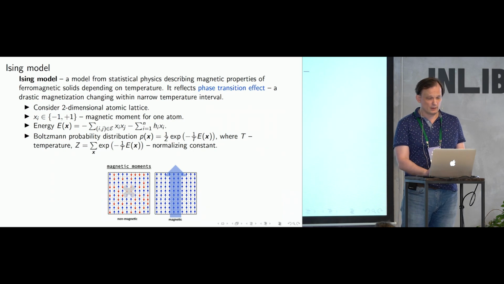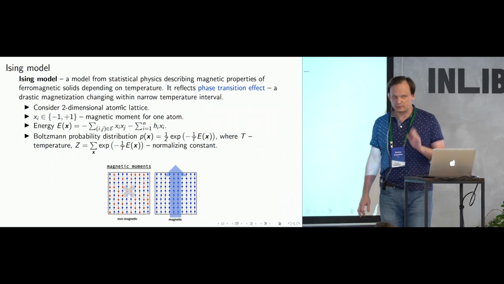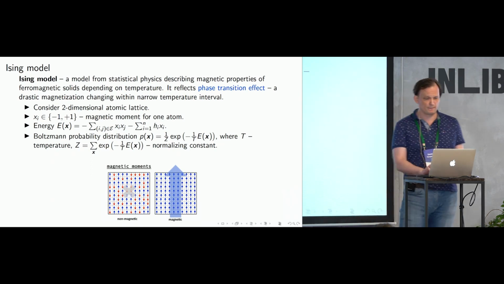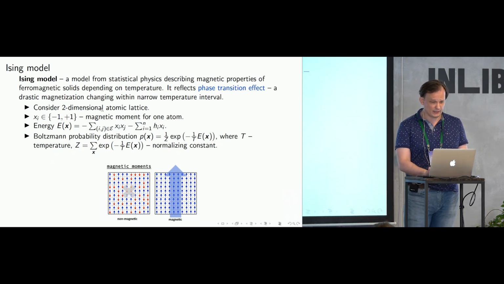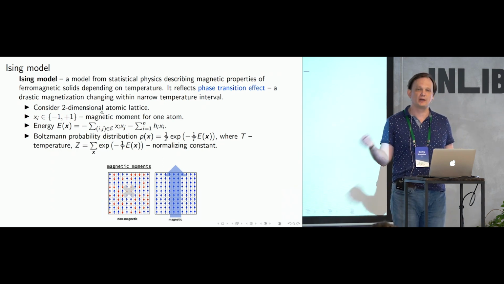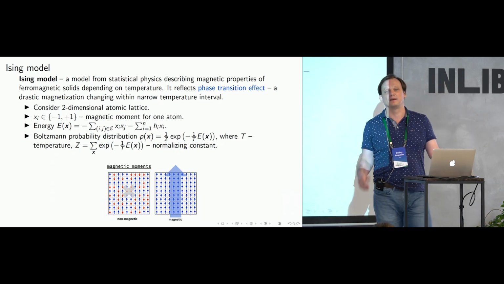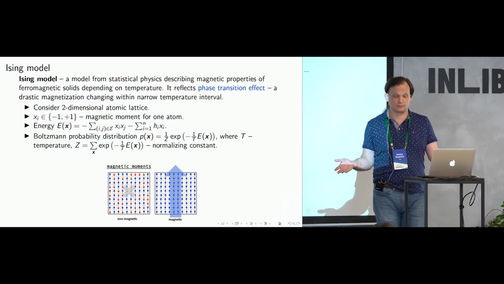Since this is a solid, it has some atomic lattice. For simplicity, let's assume that this lattice is two-dimensional. In this model, we consider the individual magnetic moments of each atom, sometimes called spin. And the spin can be either +1 or -1.